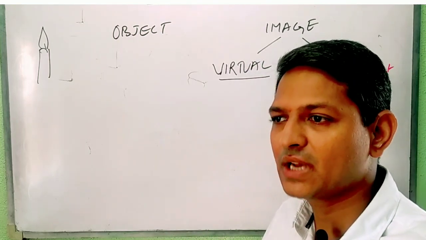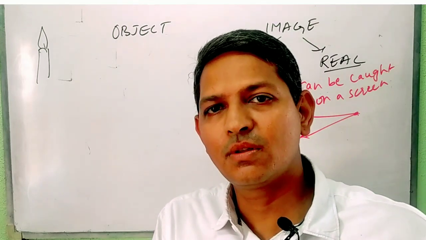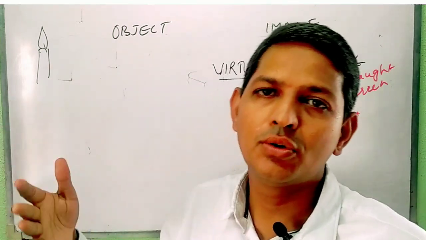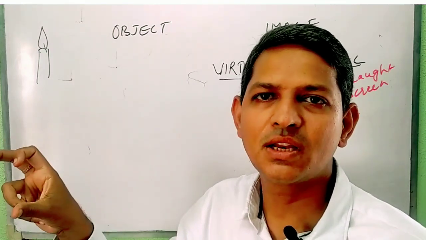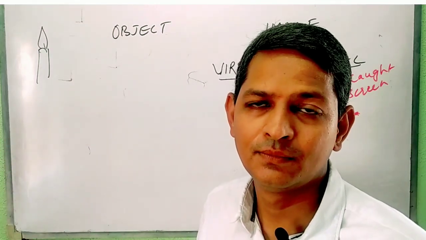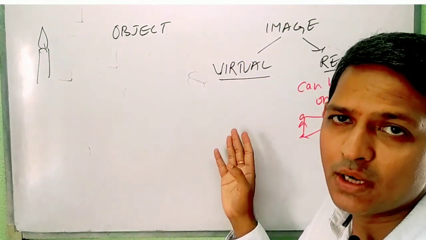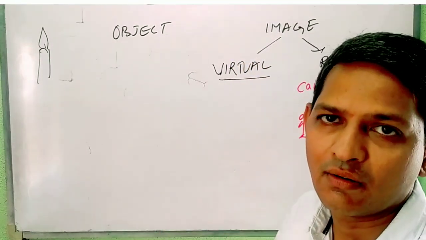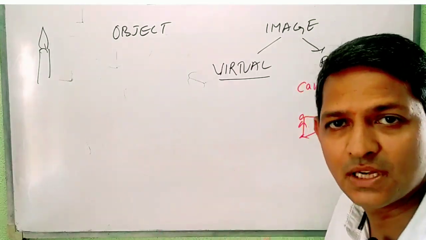For example, if you stand in front of a mirror and try to keep a screen in front of the mirror or behind the mirror, will you be able to see yourself on the screen? Will you be able to find an image on the screen? No, you cannot catch anything. So that is called a virtual image, and this point becomes a little more clear in our other classes. In the next classes, this virtual image becomes more clear to you.